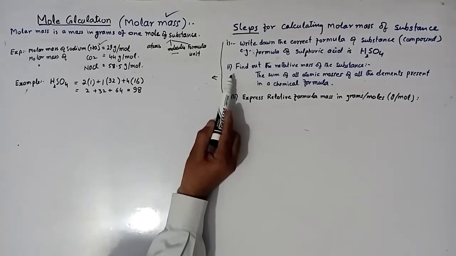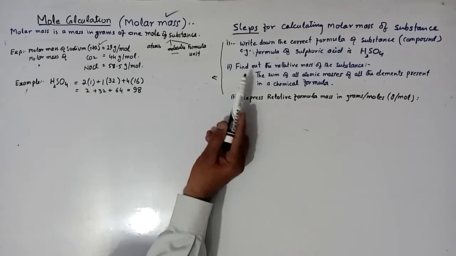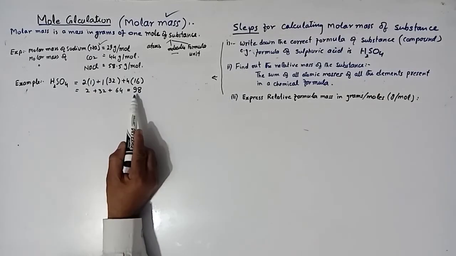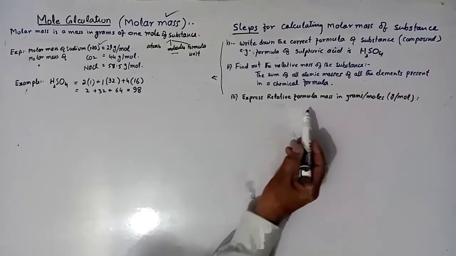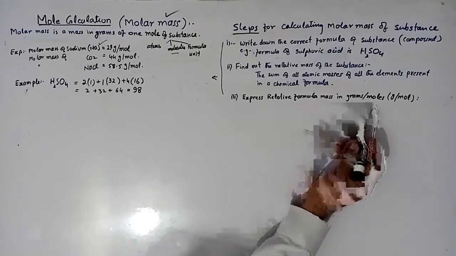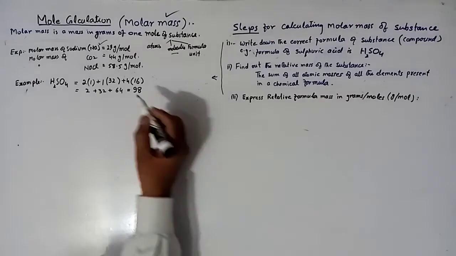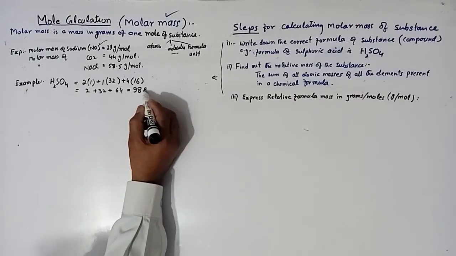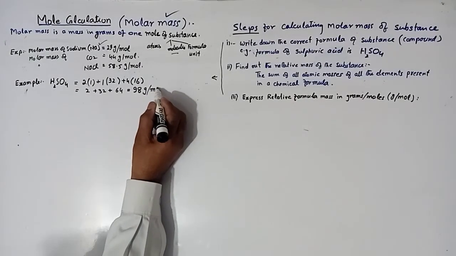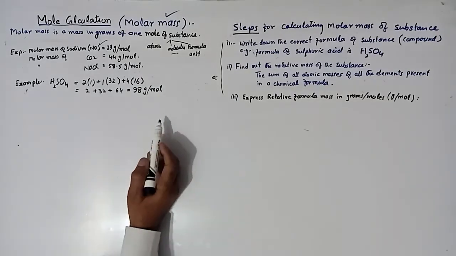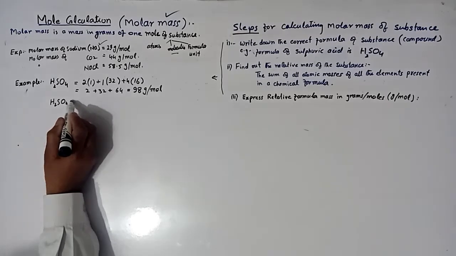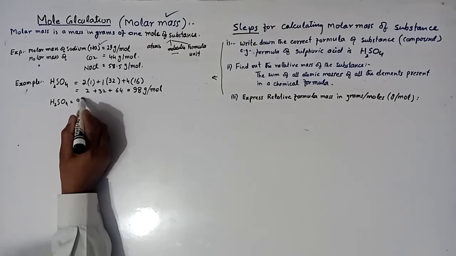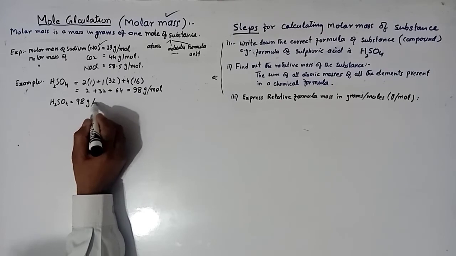So the first step was to write the correct formula. The second step was to find out the relative mass of the substance. And the last step is to express the relative formula mass in grams per mole. So gram per mole is its unit. So the molar mass of H2SO4 is 98 gram per mole.